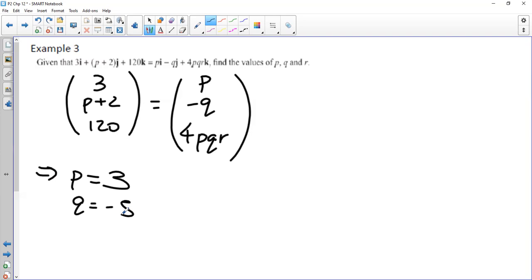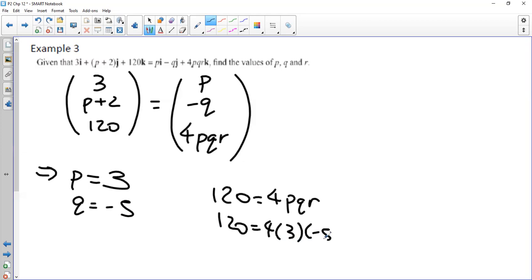And therefore, last line, 120 equals 4pqr. Now, the P and Q value depends on the previous one, so just be mindful. If you got it wrong in the previous P and Q value, you got the R value wrong. So 120 equals 4 times 3 times minus 5, R. 12 minus 60, R equals minus 2. Okay.